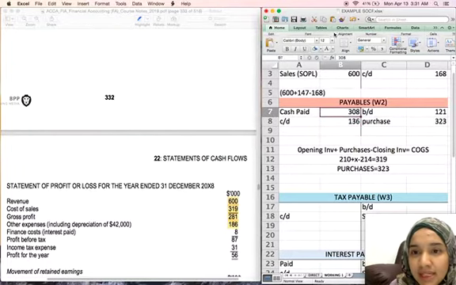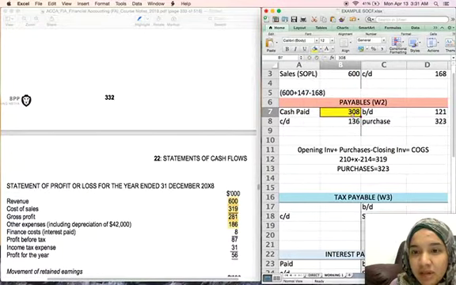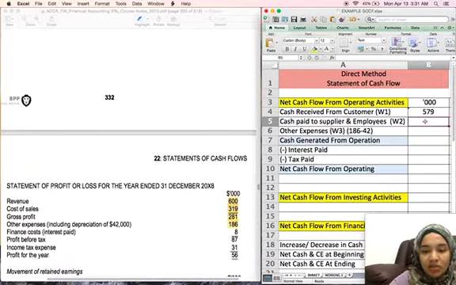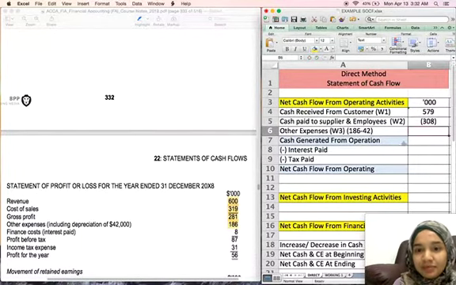So, what do you do here? You take this figure, you transfer to here. 308. So, you will minus it. 308, because you paid. There is a cash outflow there.